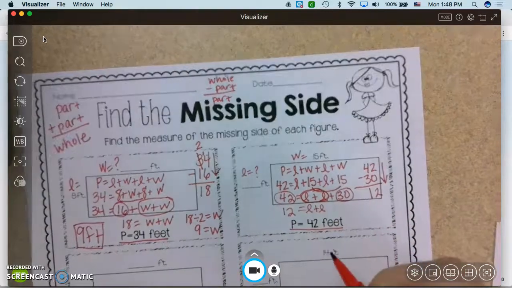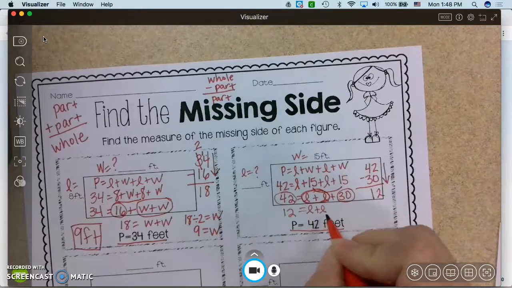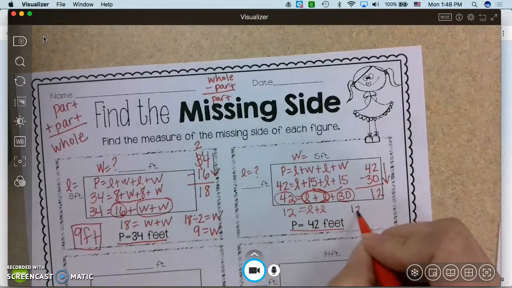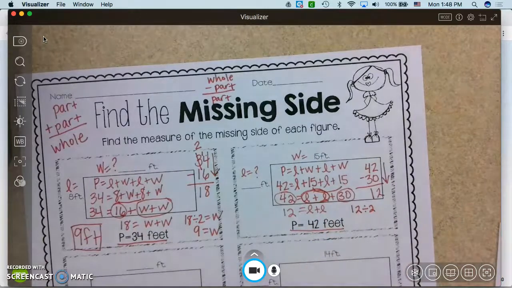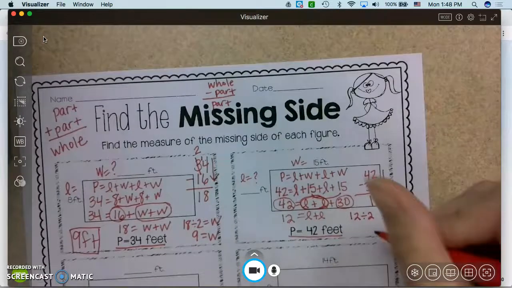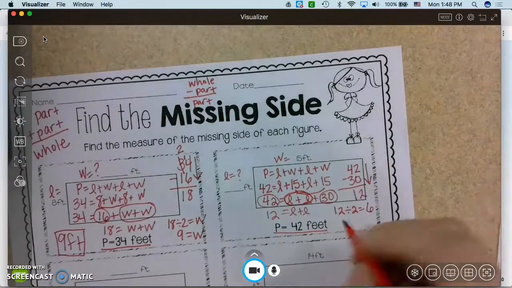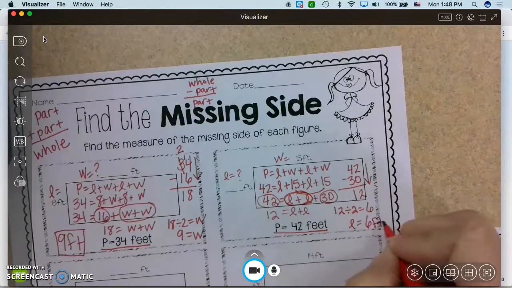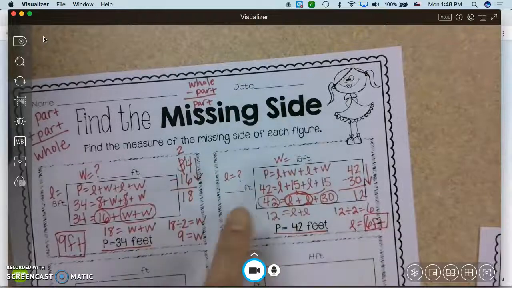To figure out what one length is, I can divide by 2 because I have 2 of the exact same things, and when I put them together, I get 12. So to find out what one would be, I'm going to divide by 2 because there's 2 equal parts and they are the same amount, so I can divide by 2 to figure out what half of 12 would be. 12 divided by 2 is 6. So now I know that my length is equal to 6, and it's feet. Length is just the unit, only area is squared. So now we have used the perimeter and the width to find the length.